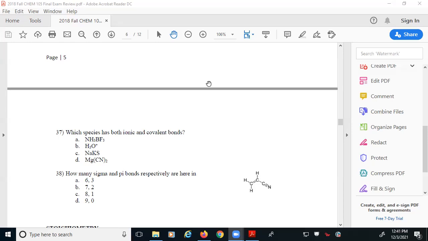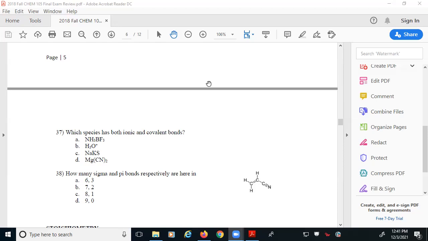Something like letter C. I've got ions, sodium, potassium, sulfide, but none of them are polyatomic. All the forces here are ionic. Letter A looks like it should be, because NH3, that's almost ammonium ion. BF3, all that's nonmetallic. It's completely covalent.